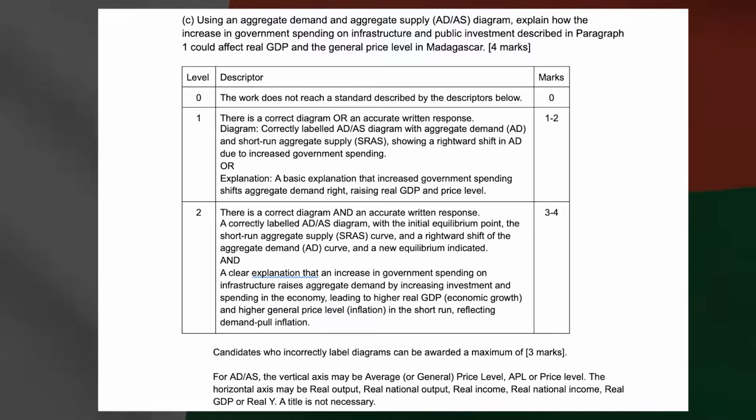Candidates who incorrectly label diagrams can be awarded a maximum of 3 marks. For AD/AS, the vertical axis may be average or general price level, APL, or price level. The horizontal axis may be real output, real national output, real income, real national income, real GDP, or real Y. A title is not necessary.